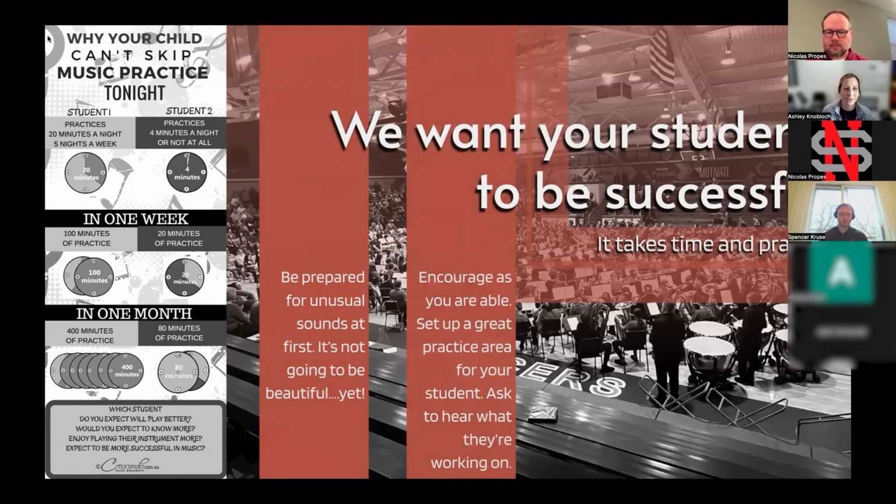So you will hear those squeaks and squawks and odd sounds coming from their bedroom or the basement or wherever you have their practice area set up. It's not going to be beautiful at first. It does take a little bit of time. You don't have to be a musician or have musical training to be an encourager for your student.